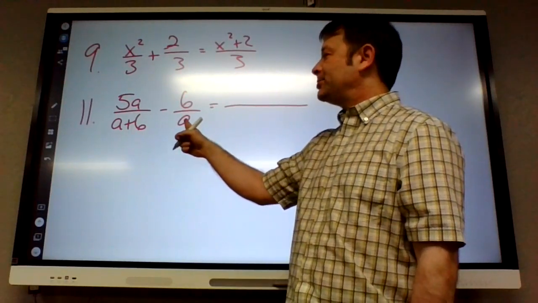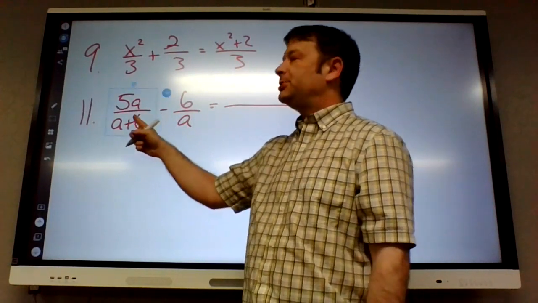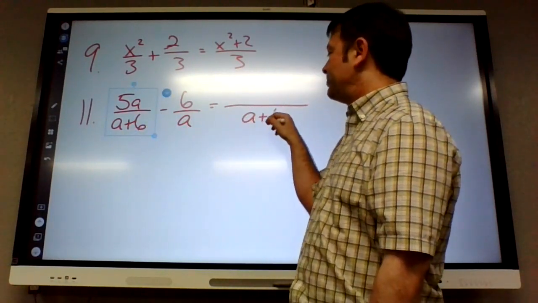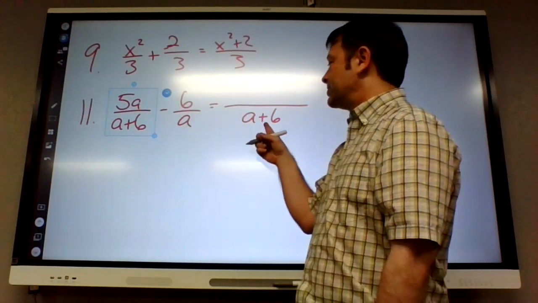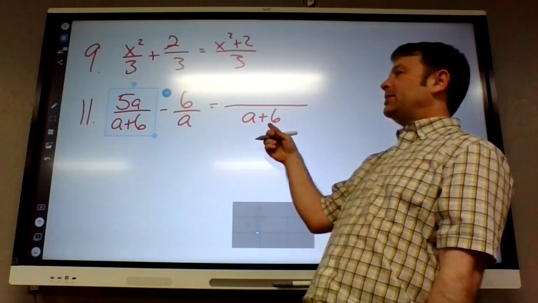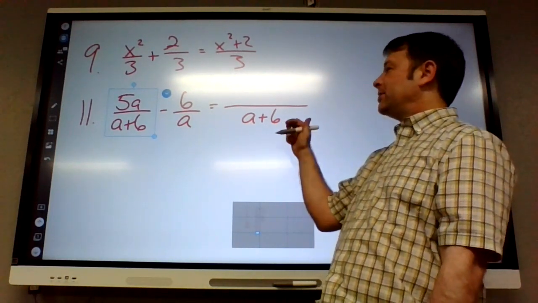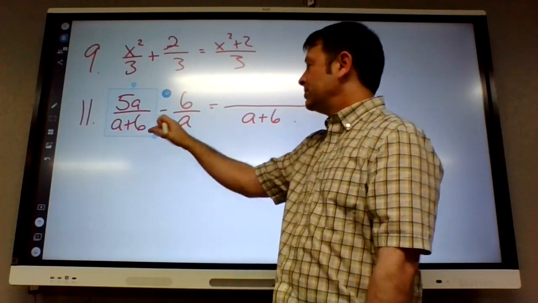What would we have to multiply a by to turn it into this? I have a question. Shh, just listen. Let's say a plus 6 was the denominator. What would we have to multiply a by to turn it into this? It doesn't work. There's nothing we can multiply this by to turn it into that.